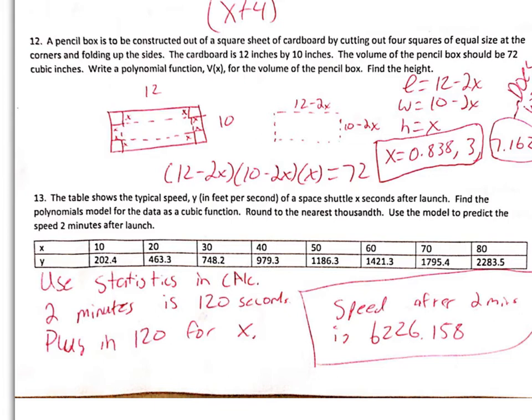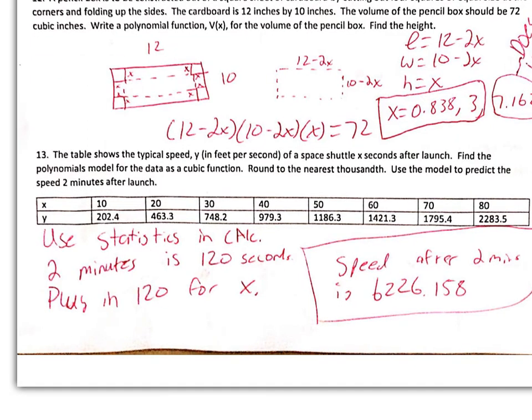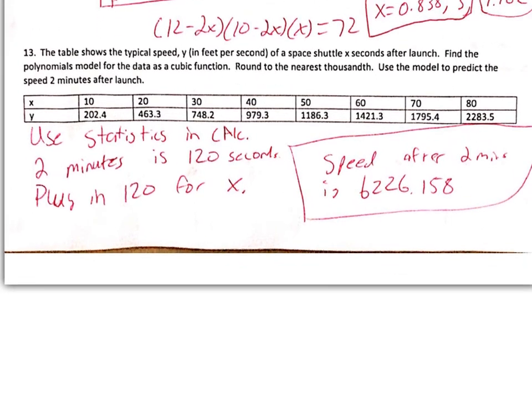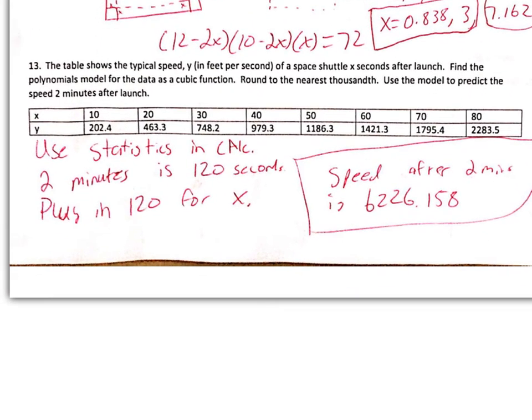The last one, 7.162, when I plugged that in for x, the length and the width were both negative numbers, and that cannot happen. So that one does not work. So your answers would have been 0.838 or 3. Either one of those. You would need to list both.